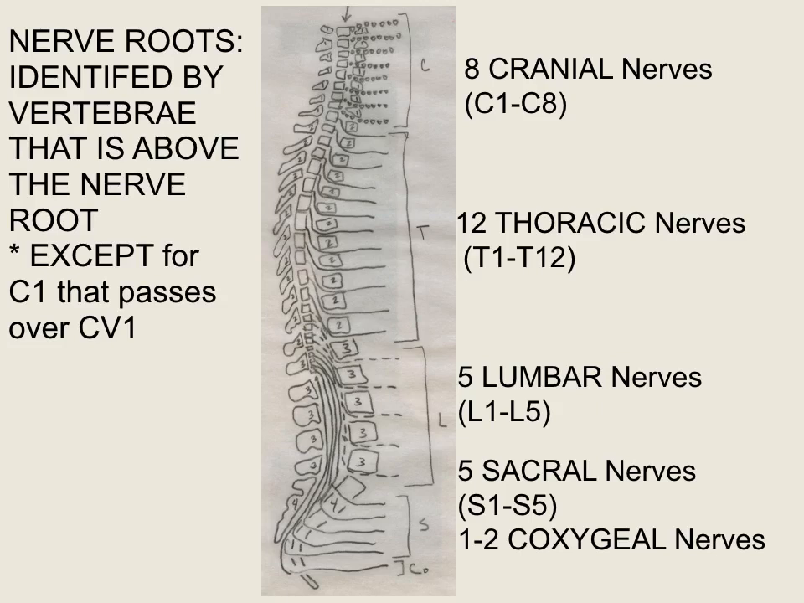In the cervical, what ends up happening is that the nerve is actually going to exit superior. So it's going to exit in the superior arch in between the vertebrae. That's how we end up having the 8 cervical nerves as opposed to having the 7 cervical nerves, because there are only 7 cervical vertebrae.